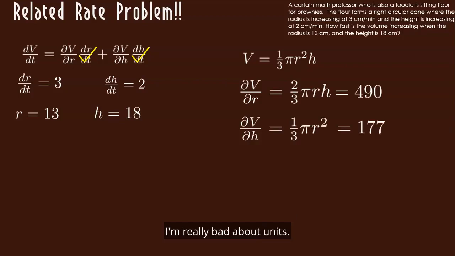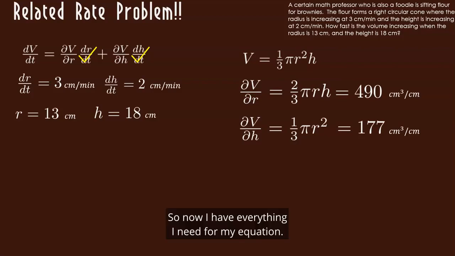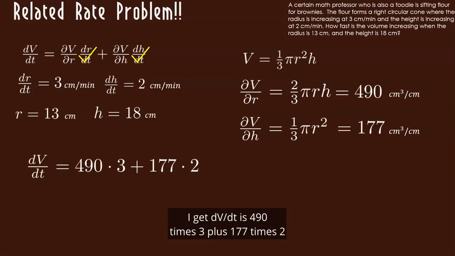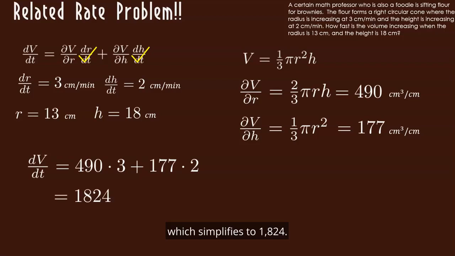I'm really bad about units. I need to remember what my units are, so I'm plugging in my units. So now I have everything I need for my equation. Let's see what we get. I get dv dt is 490 times 3 plus 177 times 2, which simplifies to 1824.